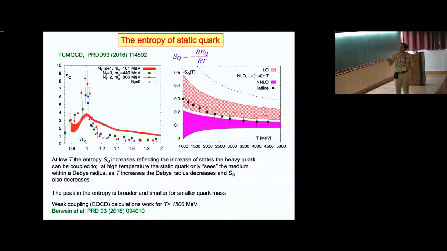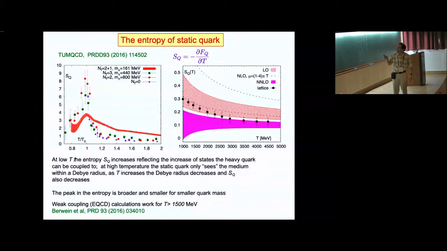Now, as I said, you can go to the high temperature limit, and here you would think perturbation theory applies. So you could calculate the Polyakov loop or the free energy of a static quark, and in a trivial way also the entropy of a static quark in terms of perturbation theory.